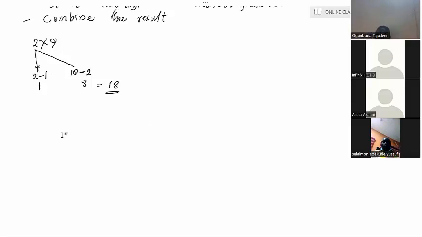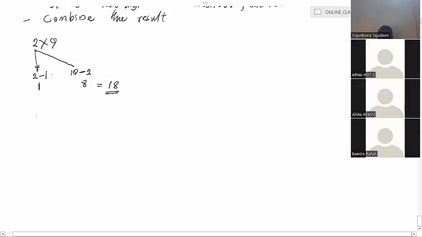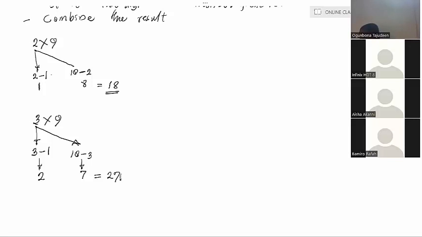Yes, sir. Let's take 3. We are using 3 now. If we take 3 times 9, the category is 1. 3 minus 1 gives us 2. The next thing we do is subtract the number from 10. Since 10 is the highest value there, 10 minus 3 is 7. So the answer is 27.